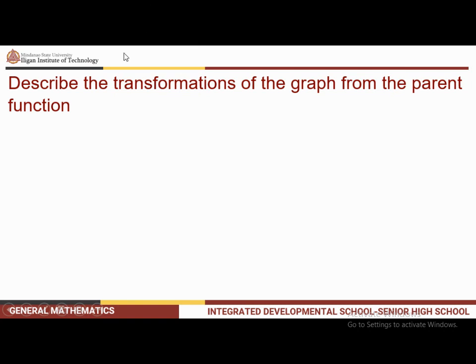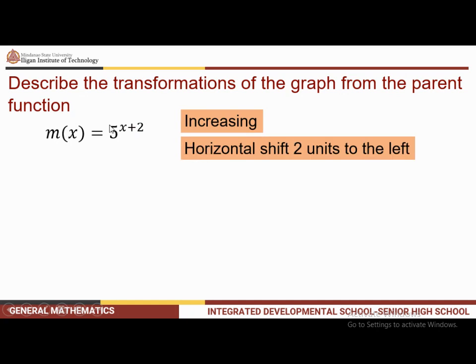Okay, now let's try to apply what we've learned a while ago. Describe the transformations of the graph from the parent function. So for example, you have a function m which is equal to 5 to the power of x plus 2. We observed that since our base is greater than 1, we are sure that it is increasing. And we notice that it has a plus 2. So it means it has a horizontal shift of 2 units to the left, because x minus negative 2 is x plus 2. So it has 2 units to the left.